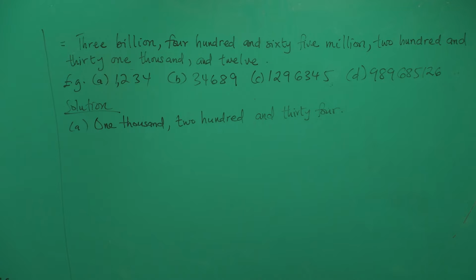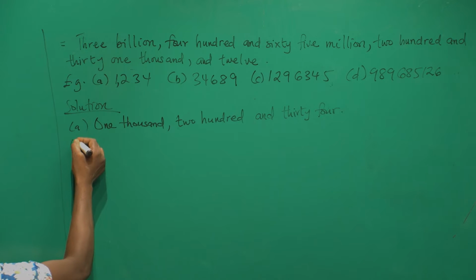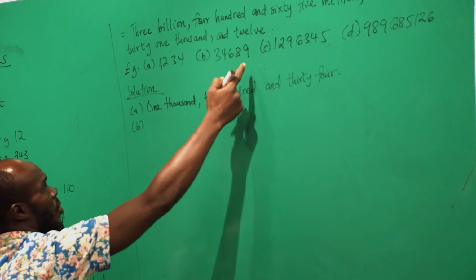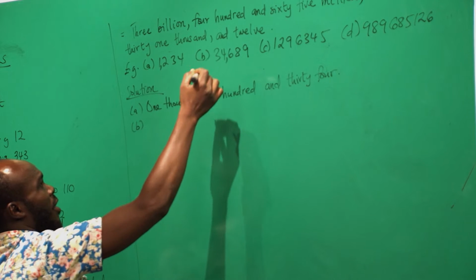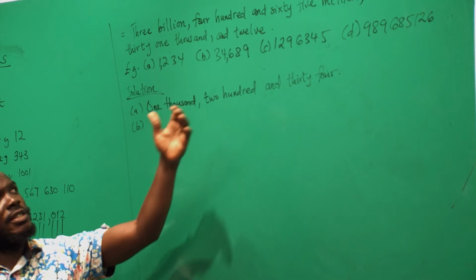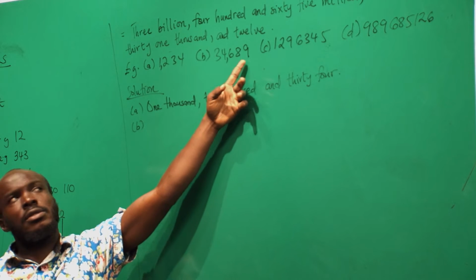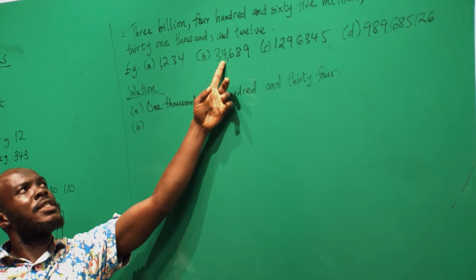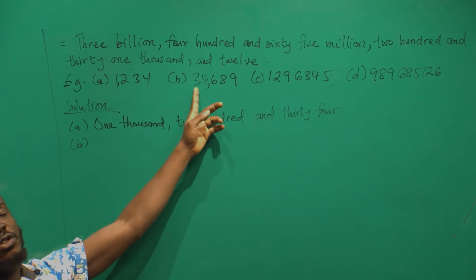Okay, now let's go to B. We have 3, 4, 6, 8, 9. So let's put them into periods. The first 3, 1, 2, 3, comma, and the other one is not in 3, so you leave it like that. So let's start from the right. We have what? Ones, tens, hundreds, thousand, tens of what?